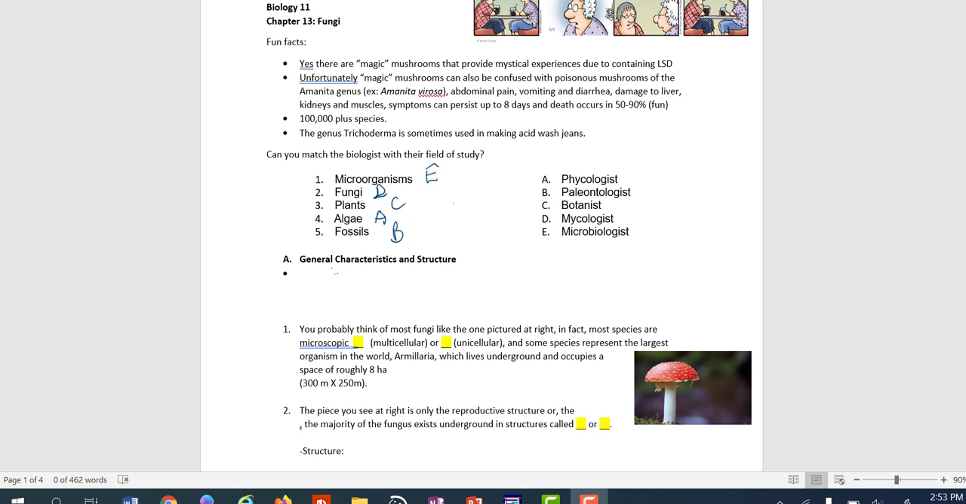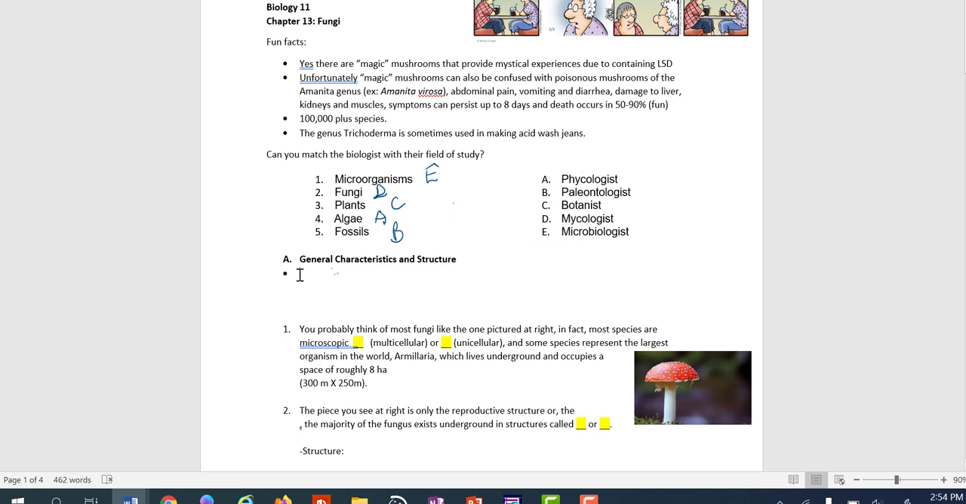All right. Well, having just finished our microorganisms, hopefully you got E for microbiologists. Fungi are mycologists, so we'll see that coming up here. Focus on that part of the word, myco, which we'll see in their reproductive life cycles. Plants would be botanists, and algae, including your multicellular algae, we talked about phycology and phycologist, and fossils, of course, paleontologists.